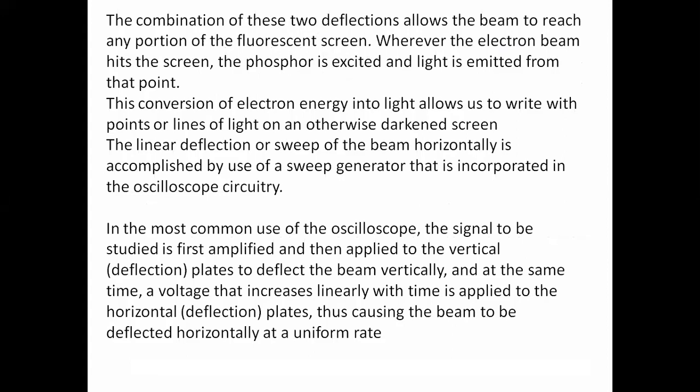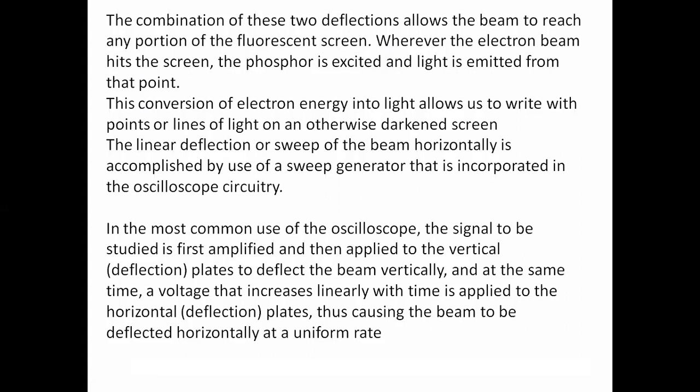So due to these deflection plates, we can produce the output at any corner or any position of the fluorescent screen. Wherever the electron beam hits the screen, the phosphor is excited and light is emitted from that point.